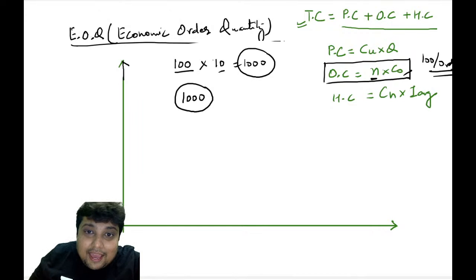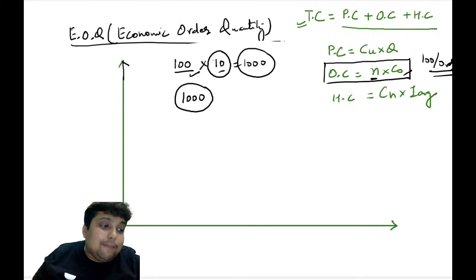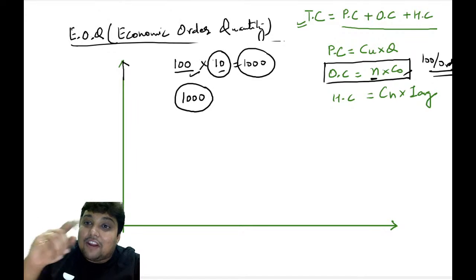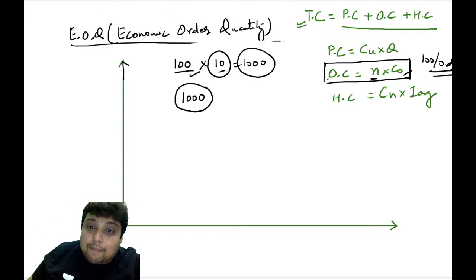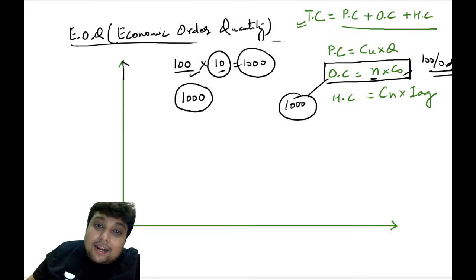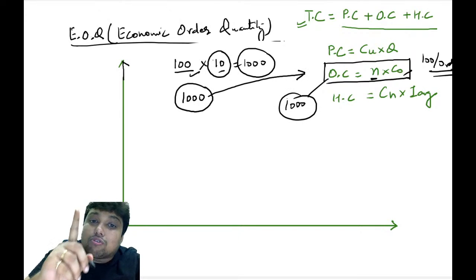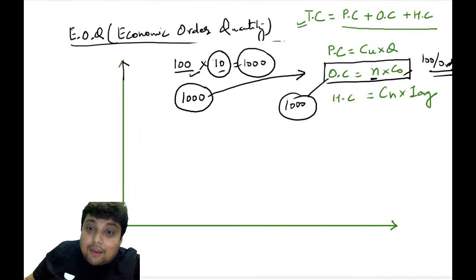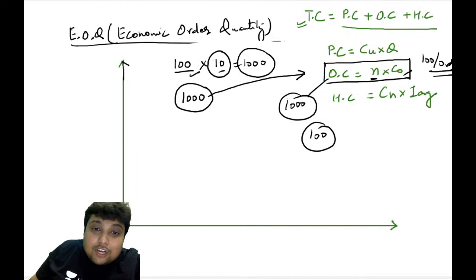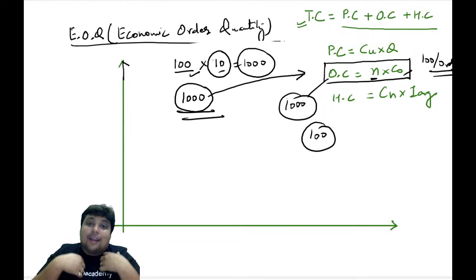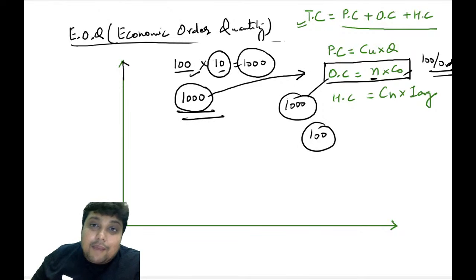But if I keep on ordering 100 packets of Maggi for 10 months, I will keep on paying 100 rupees to the tempo wala every month and the total ordering cost will be 1000 rupees. But remember guys, if I order 1000 packets of Maggi at once, I will have to use the tempo service only one time and I will pay only 100 rupees for the total procurement, for the total ordering, transportation of this 1000 packets of Maggi.